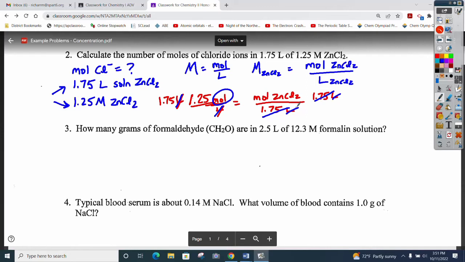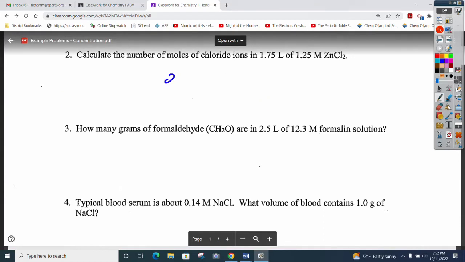So take a minute and plug and chug into your calculator and round to the correct number of sig figs. And I'm getting 2.19 moles, and again, that was of the zinc chloride.